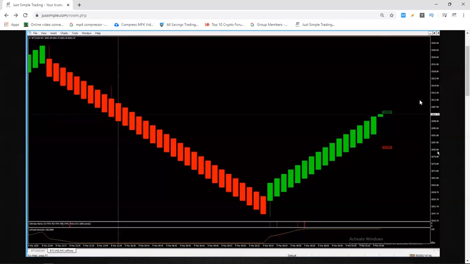This one single move was approximately 100 points. This is approximately 50 points. So imagine just one nice trend of 100 points. That could be anywhere from $100 to $1,000 per trade. This one as well, anywhere from $50 to $500 profit on this trade. And that's it. And now we're just going to wait for it to go to the sell trade. Once the sell trade's on, we'll enter that.